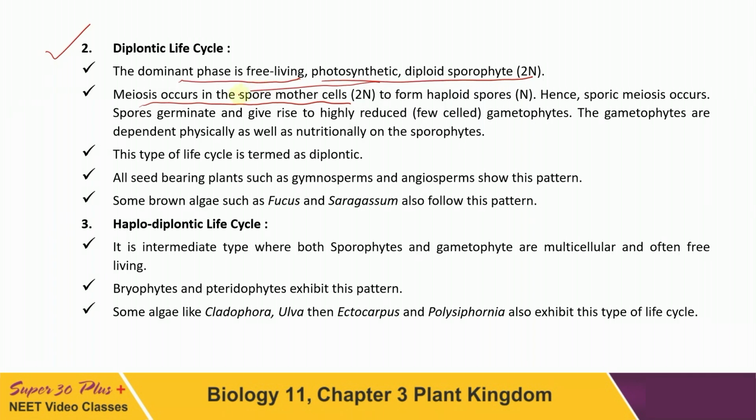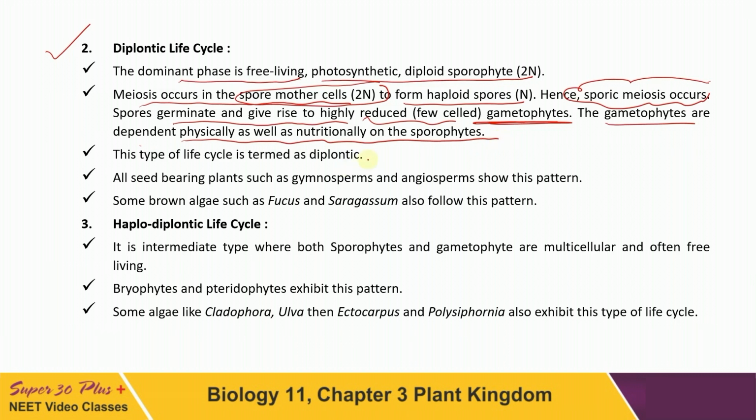Spore mother cells, which are diploid in chromosomes, divide by meiosis and make haploid spores. This meiosis occurs at the time of spore formation, known as sporic meiosis. Spores germinate and give rise to a highly reduced, few-celled gametophyte, which is physically as well as nutritionally dependent on the sporophyte, that is, it does not have an independent existence.